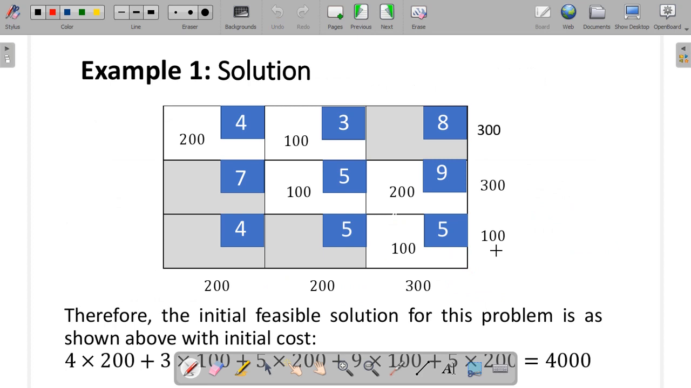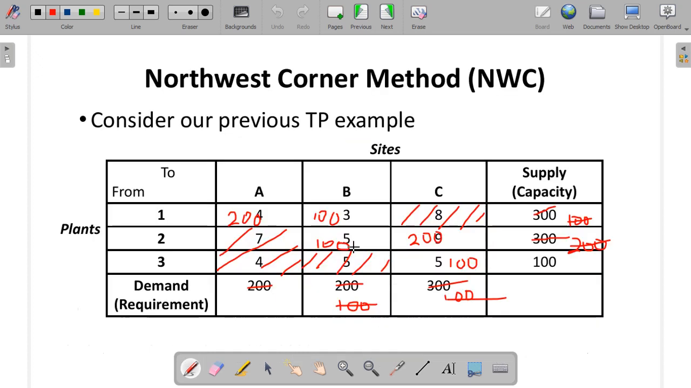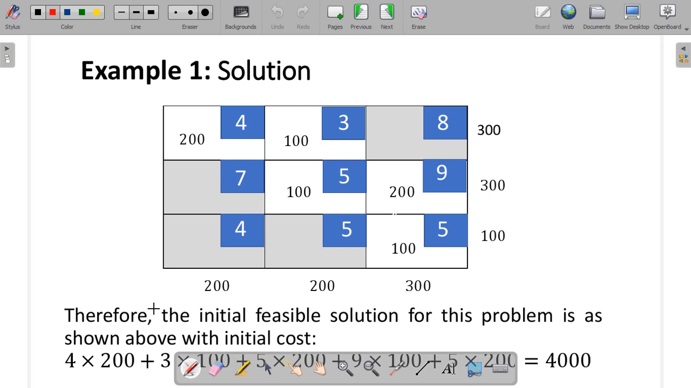So this is the summary of what we did in this part here. You can see this is the distribution. We have 200, 100, 100, 200, 100 as here. After having this distribution matrix, now we say this is the initial feasible solution. Basically, we can supply 200 items from plant 1 to construction site A. Okay. Also, from plant 1, we can supply 100 items to construction site B. And from plant 2, we can supply 100 items to construction site B and 200 items to construction site C. And from plant 3, we can supply 100 items to construction site C.